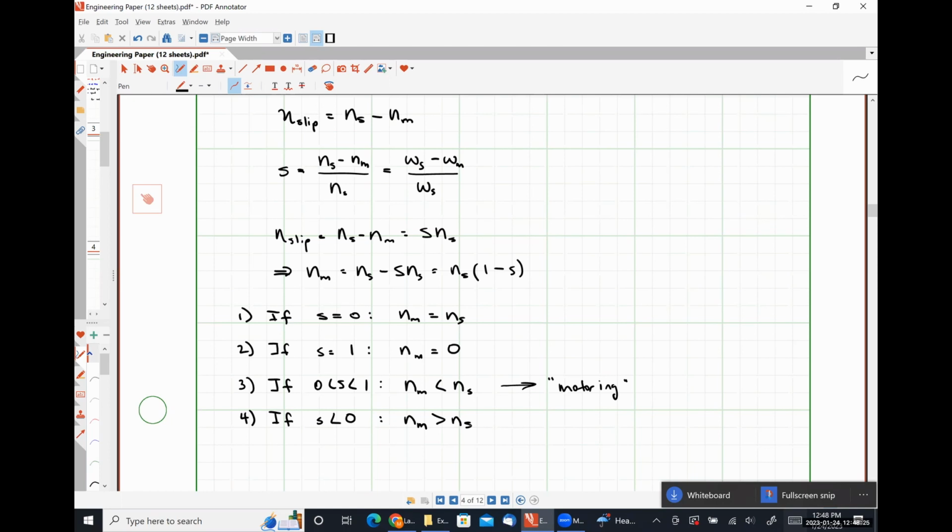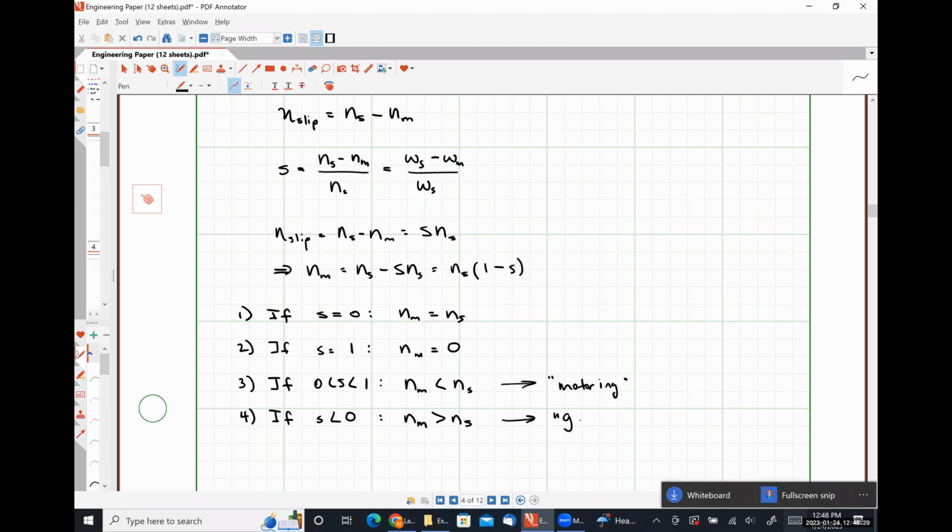In this case, our device is acting like a generator. It's a crappy one. There are very limited applications of induction motors being used as generators, but there are some. And whenever we have an induction motor acting as a generator, our slip is a negative quantity.